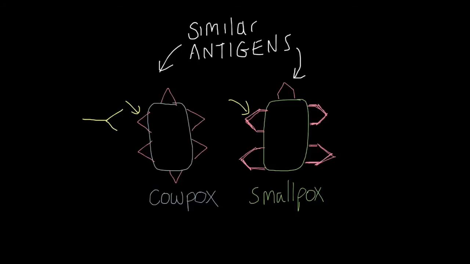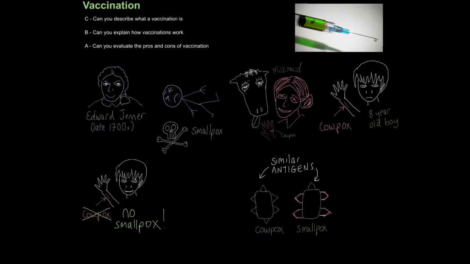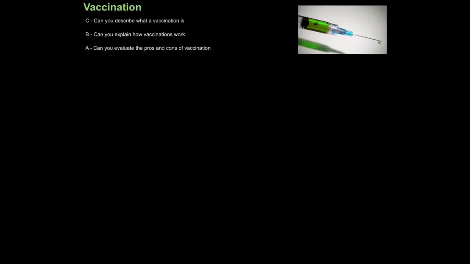But obviously cowpox being less virulent, less aggressive, meant that it gave our immune system more time to develop this antibody, whereas smallpox didn't give our body enough time, which is why smallpox killed. So that's the story of how vaccinations were created. So now let's get on to aim 1 and describe what a vaccination actually is.